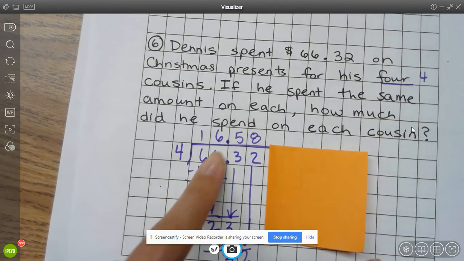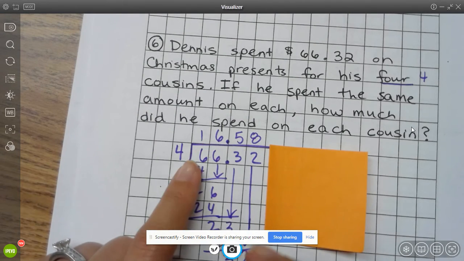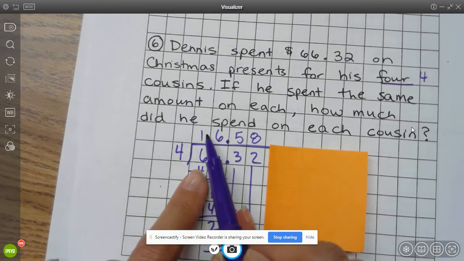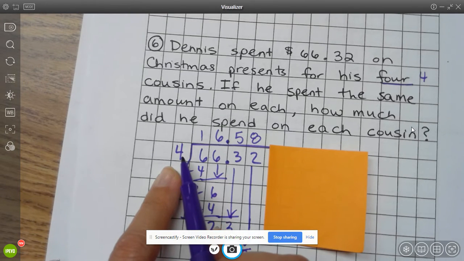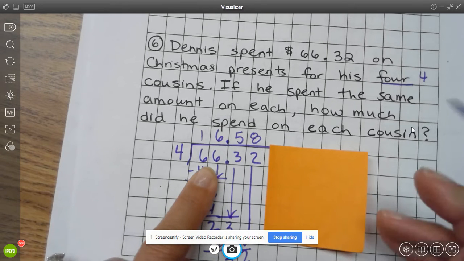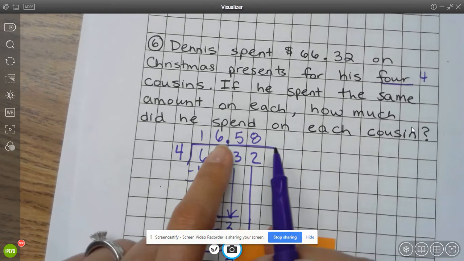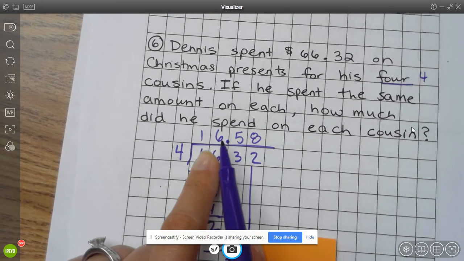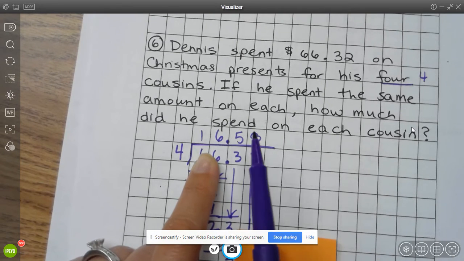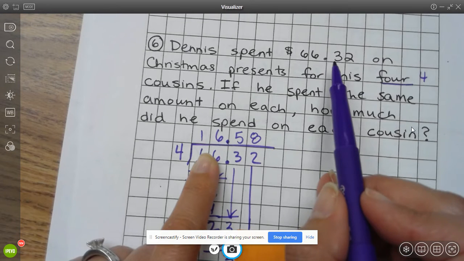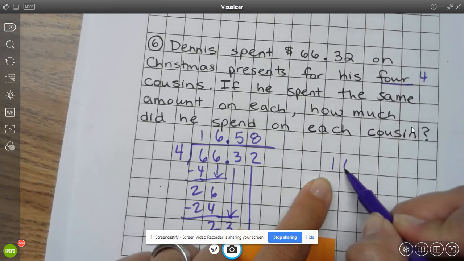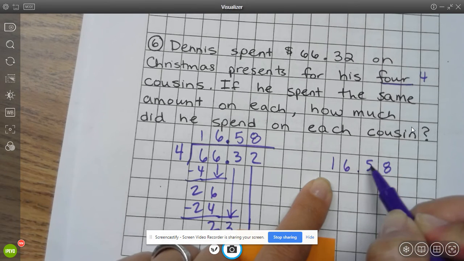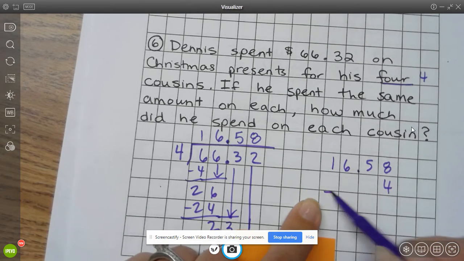I'm going to check to make sure my answer is reasonable, and I can also check because I can multiply my quotient by my divisor, and when I multiply these two together, I should get my dividend, right? And I can also estimate or use reasonableness. This is about $15. 15 times 4 is about $60. Right? That's pretty close to $60. But I'm going to check my work because I want to make sure I have the correct answer.